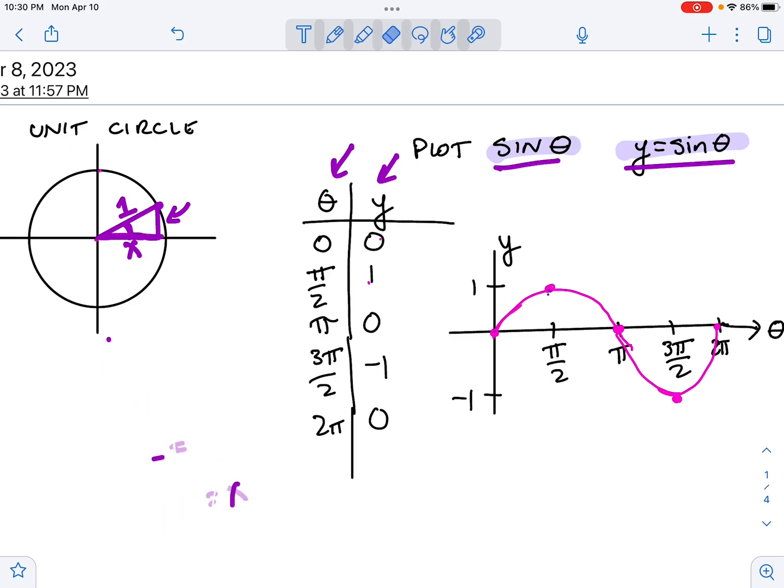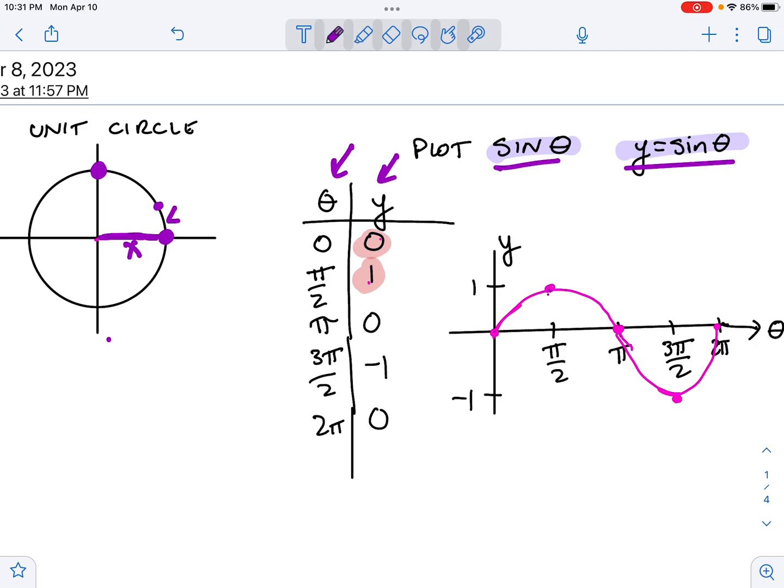But now if we look at this and say, okay, sine of theta, as we go around the circle, we would plot it. Actually, let's start with 0 degrees or 0 radians right here. The sine, or the y value, is 0. So we write 0 here. At pi over 2, the y component is going to be 1, and so we put 1 here.